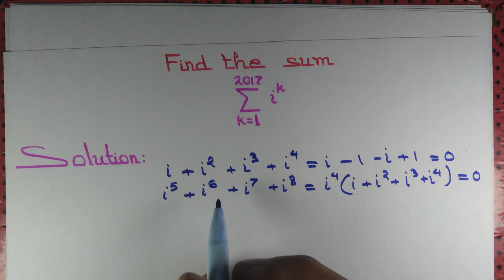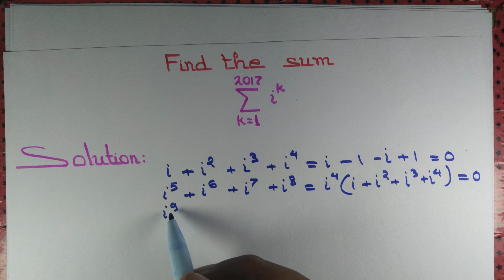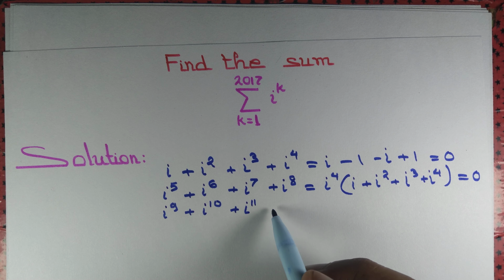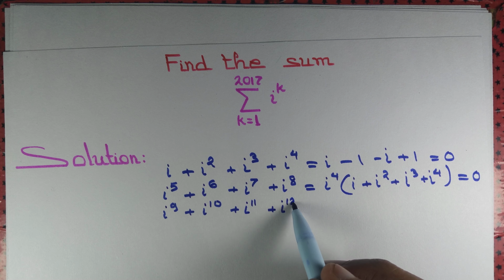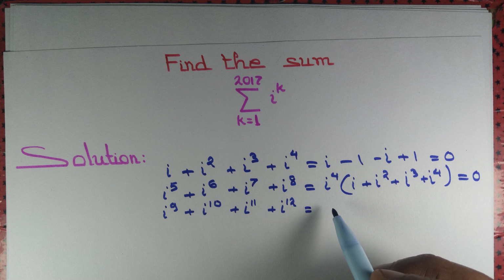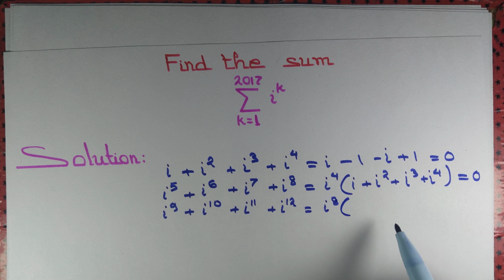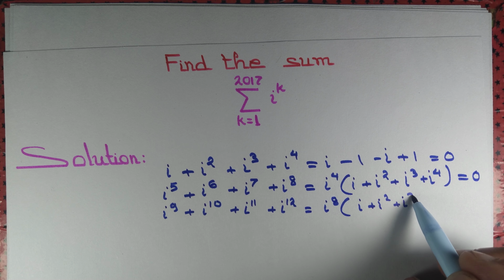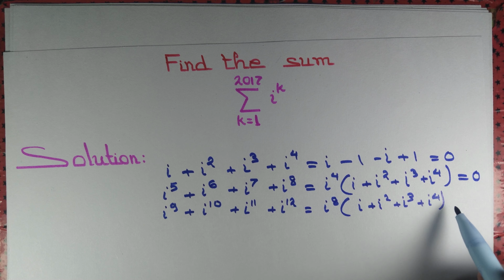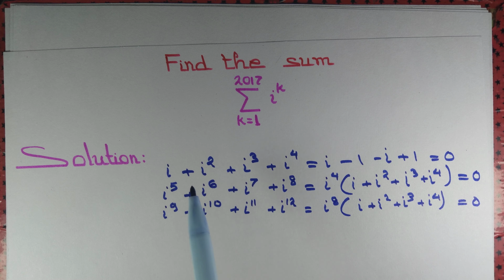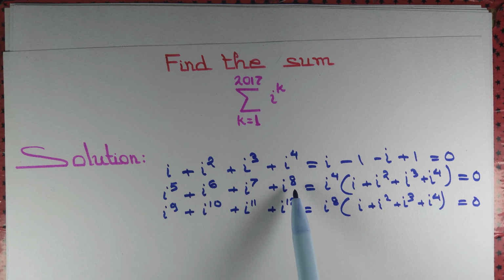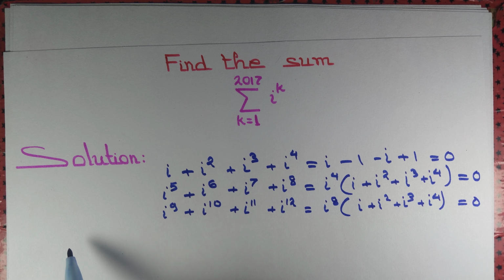Next, what about i to the power 9 plus i to the power 10 plus i to the power 11 plus i to the power 12? Again, we can take i to the power 8 common, and we'll be left with i plus i square plus i cube plus i to the power 4. That's again 0. So the sum up to i to the power 4 is 0, the sum up to i to the power 8 is 0, the sum up to i to the power 12 is 0.